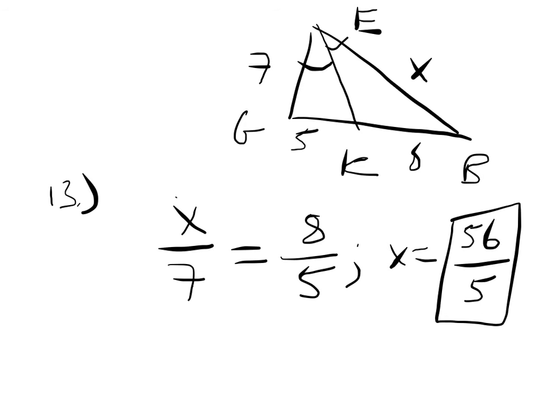Now if you want to write it as a mixed number, 5 goes into 56, let's see, 11 times. 5 times 11 is 55. And that leaves 1/5 left over. But again, you can go ahead and leave it just as a simplified fraction.